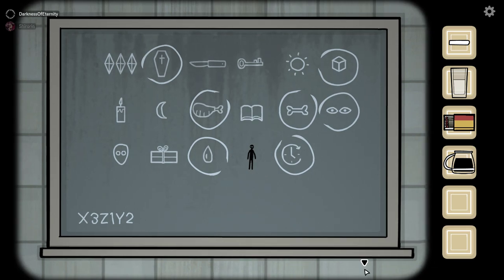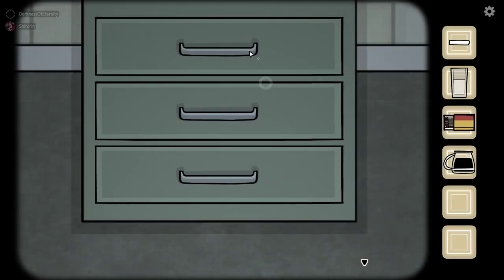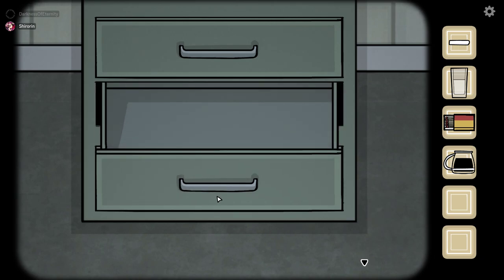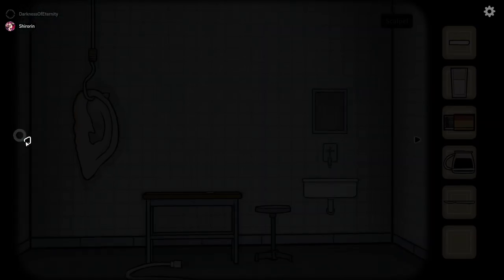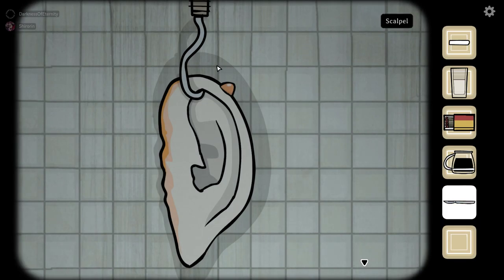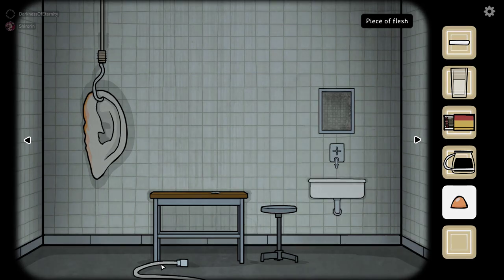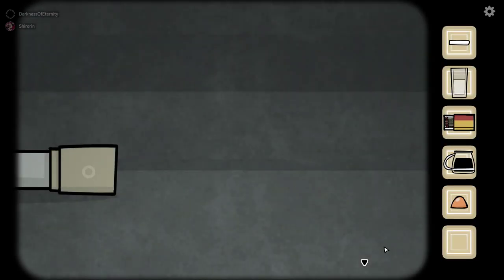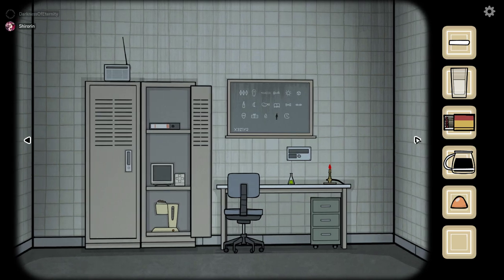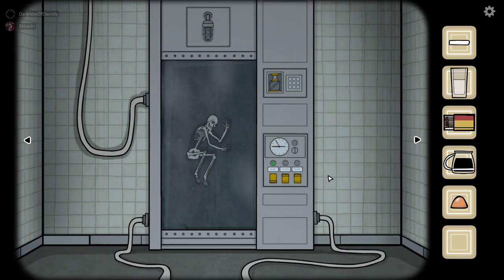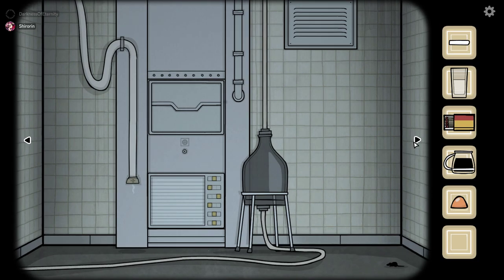Do you want me to just tell you? Oh my god. I think I found it. Never mind. It was that damn drawers. What's this piece of flesh? Alright, I got a piece of flesh. What should I do? I have to put it somewhere, I guess.